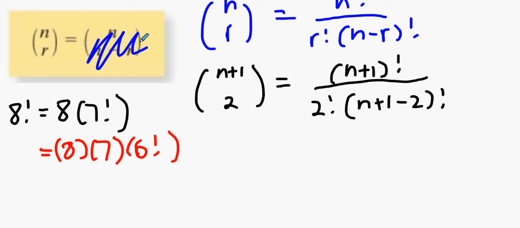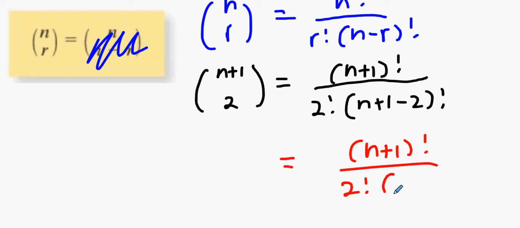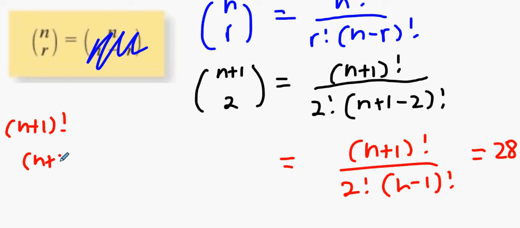Alright. Now, let's look at n plus 1 factorial in a second. So this is n plus 1 factorial all over 2 factorial, and then underneath it, n minus 1 factorial. Okay with that? And what does it say it equals? 28. Now, here's the next thing. n plus 1 factorial, would everybody agree it's n plus 1 times n, what comes after that? Factorial, all the way down to 1.